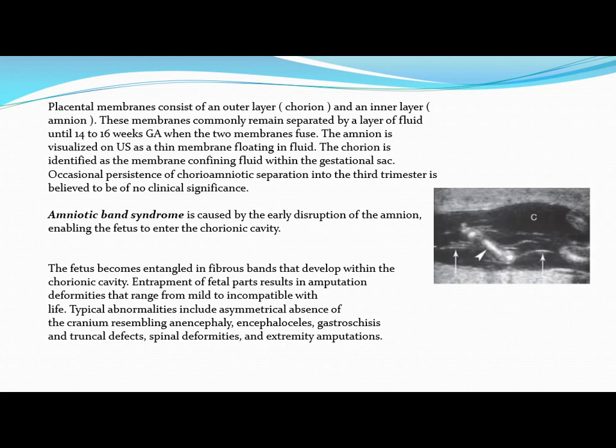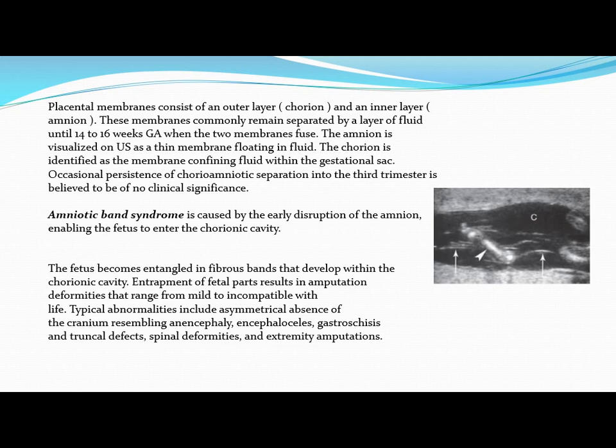Placental membranes consist of an outer layer, which is called chorion, and an inner layer, amnion. These membranes commonly remain separated by a layer of fluid until 14 to 16 weeks gestational age, when the two membranes fuse. The amnion is visualized on ultrasound as a thin membrane floating in the fluid. The chorion is identified as the membrane confining fluid within the gestational sac. Occasional persistence of chorioamniotic separation into the third trimester is believed to be of no clinical significance.